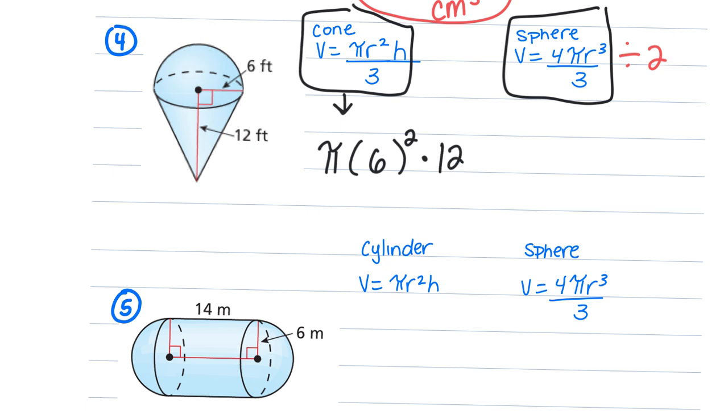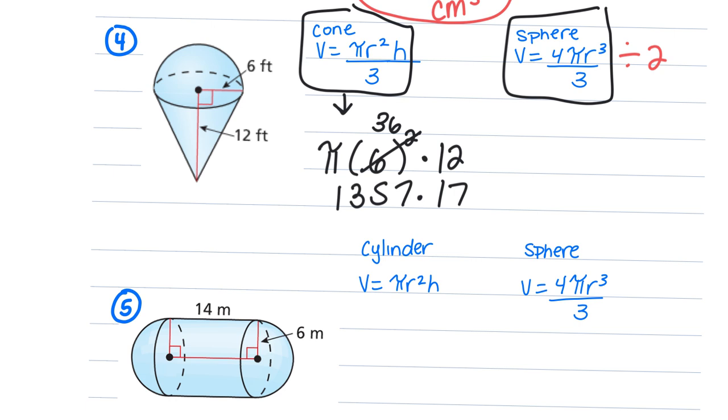12. So I have pi times 6 squared times 12. So 6 squared is definitely 36. So I'm going to do pi times 36 times 12 in our calculator. So pi times 36 times 12. We should get this number, 1357.17. Does that sound right?